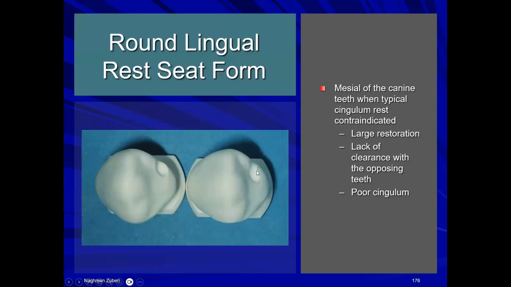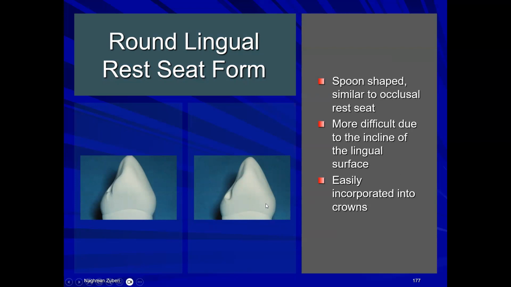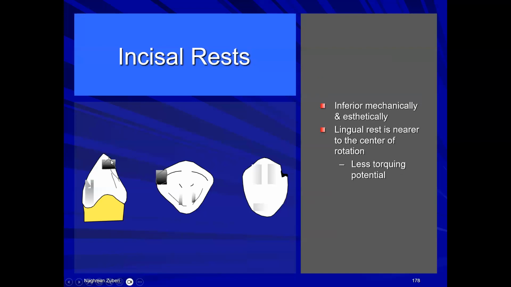You can also make the rest seat on the cingulum if the cingulum is really good, or you can enter from the proximal area instead of coming directly. This is also one of the designs of the lingual rest seat form, like this. It could easily be incorporated in the crown. I have shown you one picture earlier where the lingual rest seat area was incorporated into the crown as well. This is the incisal rest. As I told you, it is inferior mechanically and aesthetically, so we don't go for that.